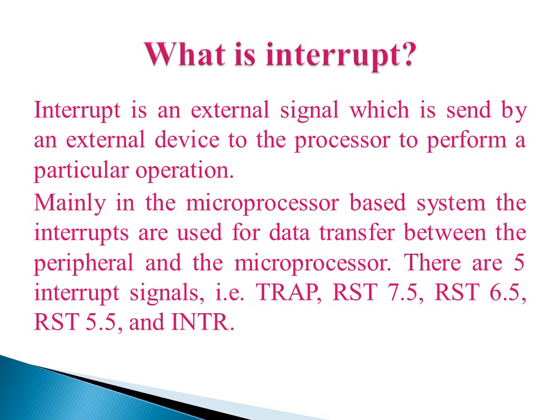There are 5 interrupts in microprocessor 8085. These are trap, RST 7.5, RST 6.5, RST 5.5 and INTR.